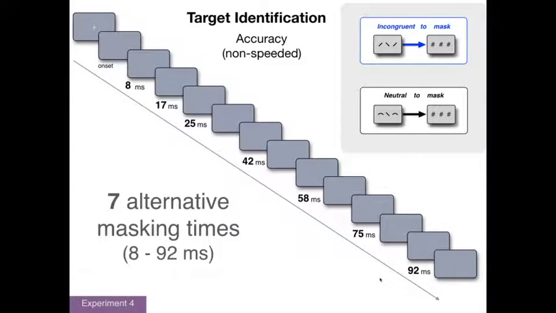The idea was that if the masking appears while the system is still accumulating critical information about the target, the masking should disrupt target identification. But if the mask appears after the system finished accumulating information about the target, the masking would remain inconsequential.